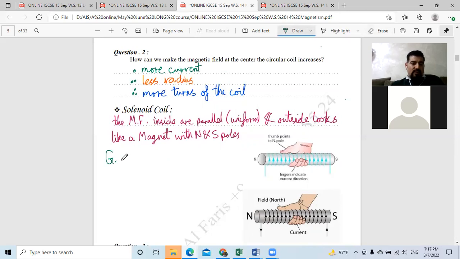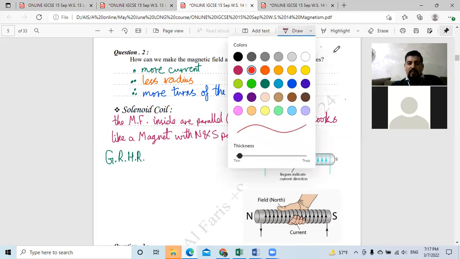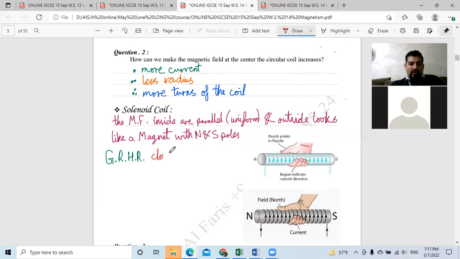Grip right hand rule. Closing fingers, same direction as the current. The result is that the thumb will show me the direction of the north of the magnetic field.